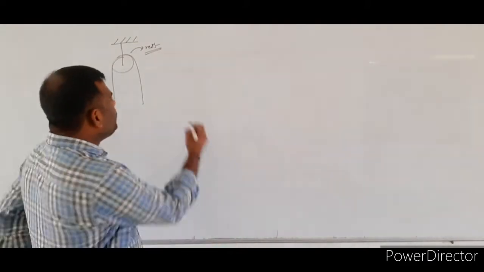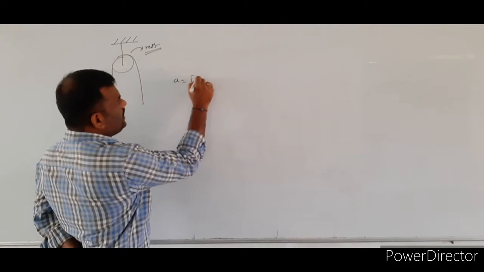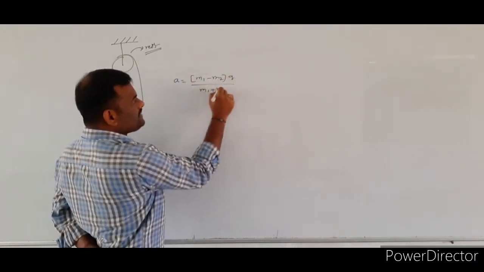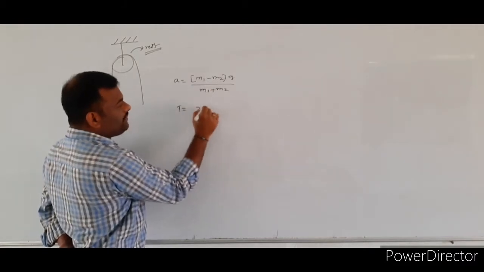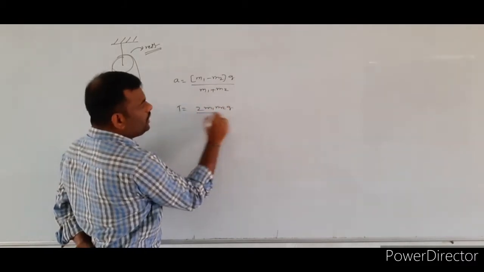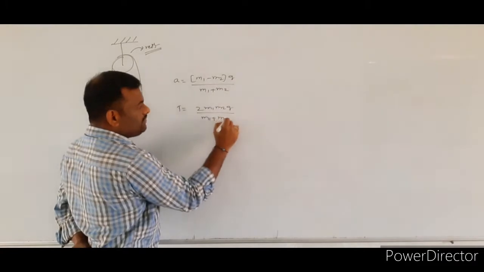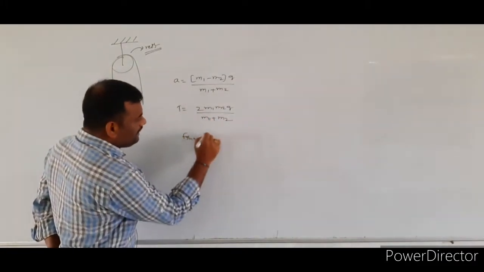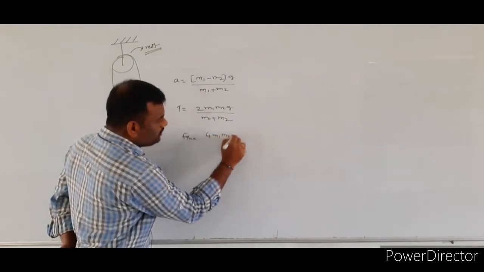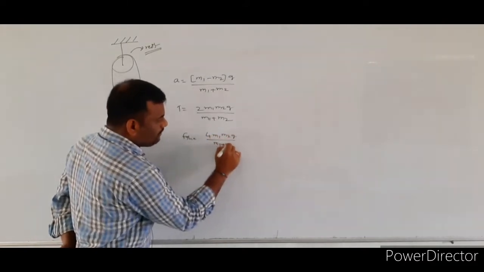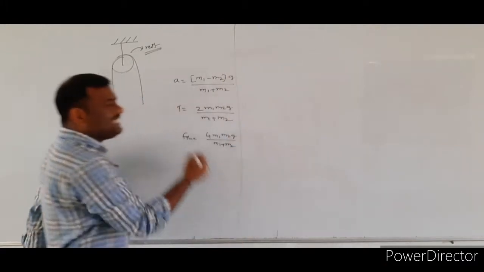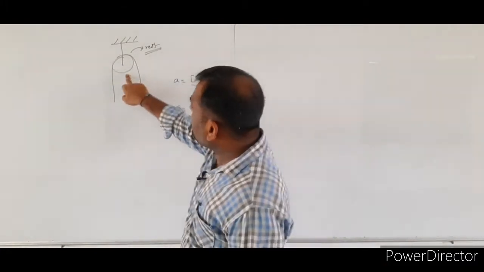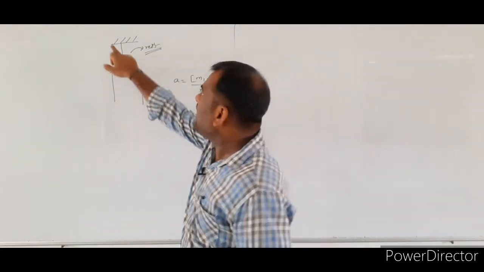At that time you derived the expression for the acceleration, a is equal to (m1 minus m2) into g by (m1 plus m2), and the tension developed within the string, T is equal to 2 m1 m2 into g by (m1 plus m2), and the thrust acting on the pulley, F, will be given by 4 m1 m2 into g by (m1 plus m2).